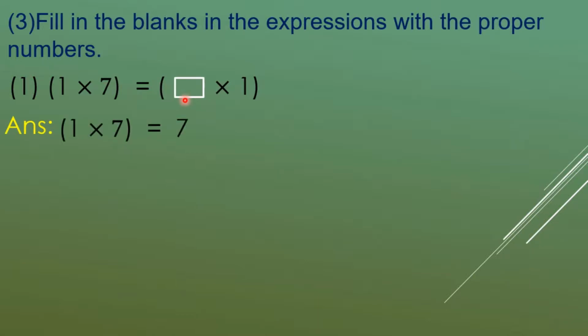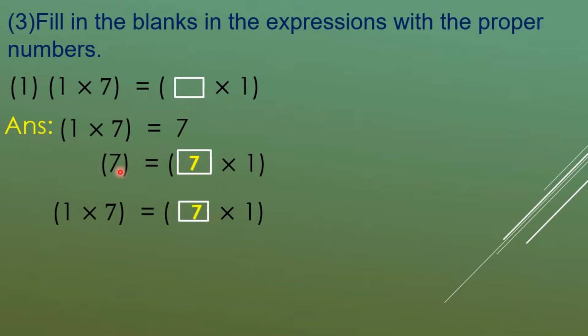Next question is, fill in the blanks in the expressions with the proper numbers. First example. Here we have the expression 1 into 7 is equal to empty box into 1, and we have to find out the number in the empty box. So first let us find out the value of the given expression. We have 1 into 7 is equal to 7. Hence now we have to find out a number which when multiplied by 1 gives 7. So we have 7 into 1 is equal to 7. Hence, we write the number 7 in the empty box.